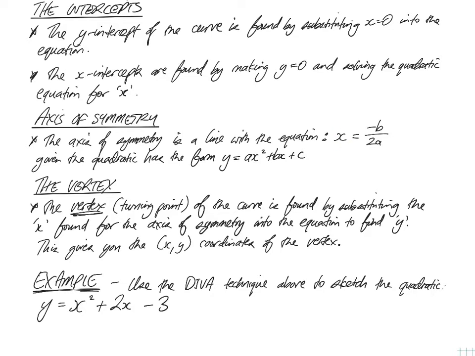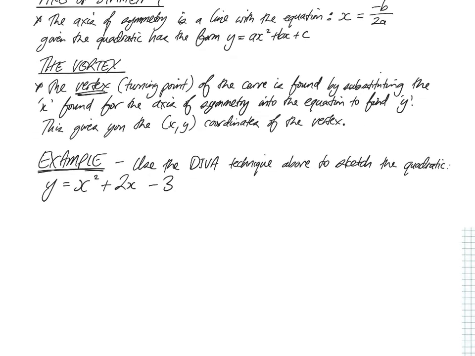That's the axis of symmetry, and you actually do that first before you find the vertex, because you use this value of x to find the vertex. The vertex, the turning point of the curve, is found by substituting the x that you found for the axis of symmetry into the equation to find y. That gives you the x and the y you found by substituting, a pair of coordinates that tells you where the vertex is. So right now you've got these 4 steps. They look pretty complicated, but as you can see, it's not too bad.